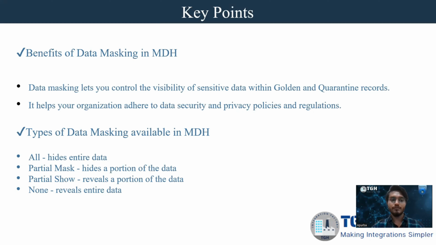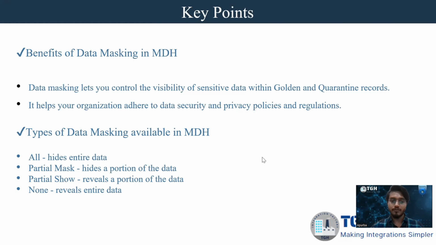So there are types of data masking. We have All, which helps us hide the entire data. Then we have Partial Mask, which hides a portion of the data. We have Partial Show, which reveals a portion of the data, and if we select None, that will reveal the entire data.